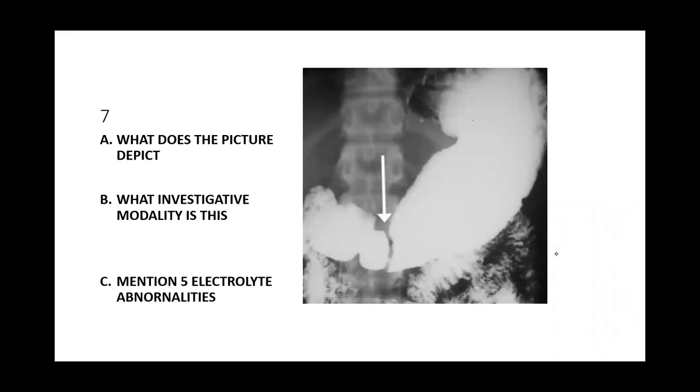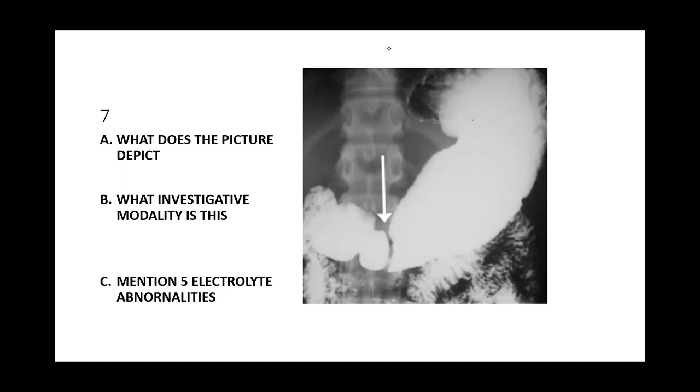Yes, this is another picture. What does the picture depict? Who will participate? Who will answer? So this is a barium meal depicting gastric outlet obstruction, probably pyloric stenosis.